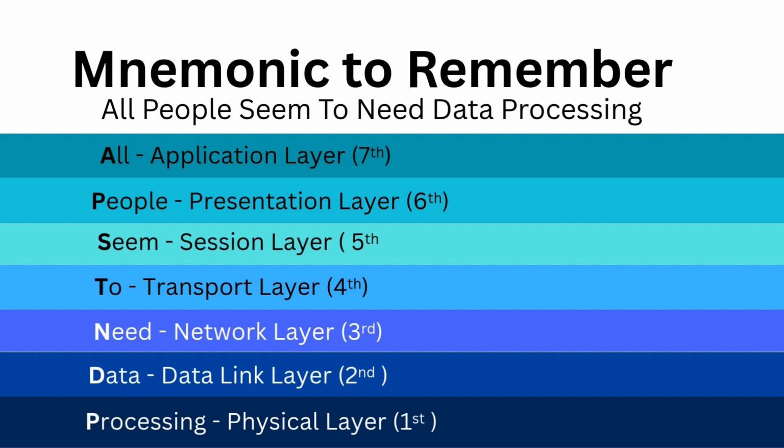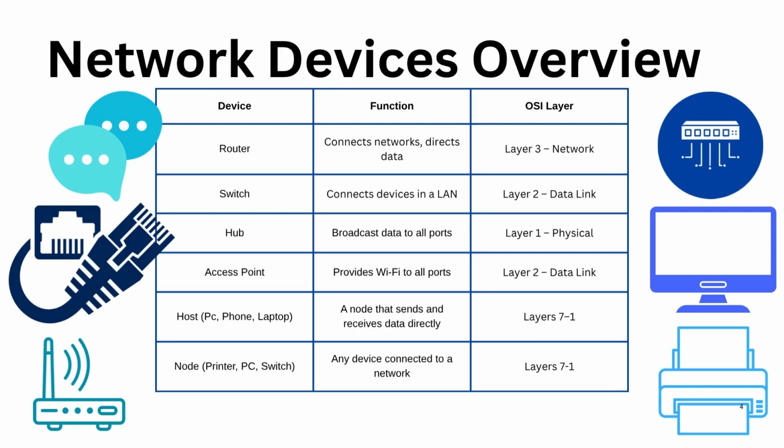"Need" is for the network layer, which is the 3rd layer. "Data" represents the data link layer, which is the 2nd layer. And lastly, "processing", which is for the physical layer, our foundational 1st layer.